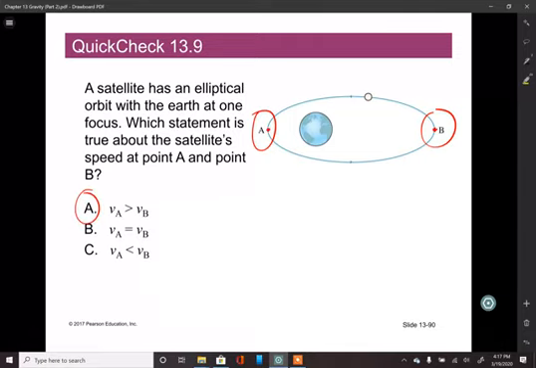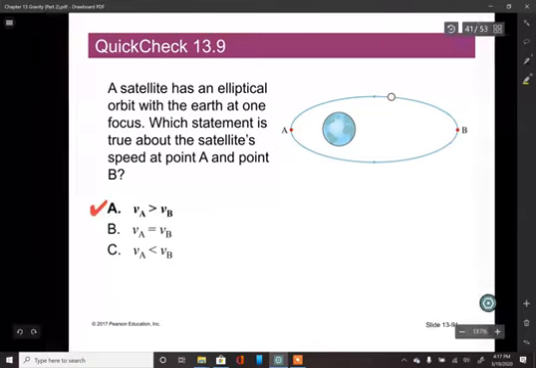You can actually prove that you have to move faster at A through conservation of energy as well, right? We're closer to Earth's surface at point A, so that means we need a more negative gravitational potential energy and therefore a more positive kinetic energy, therefore faster. But it's easier to calculate using conservation of angular momentum.